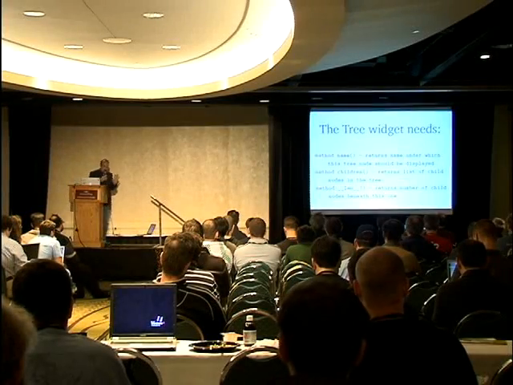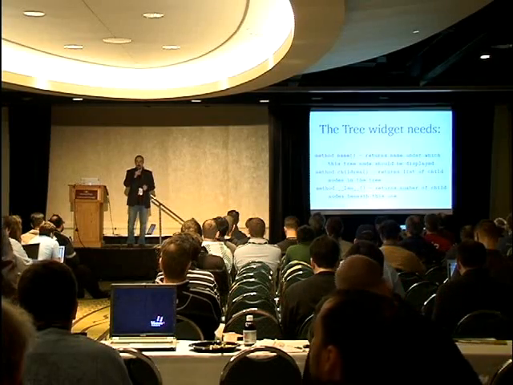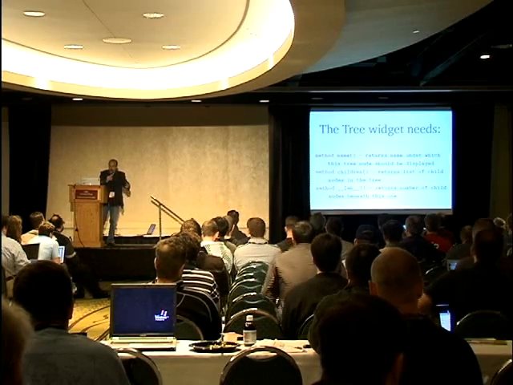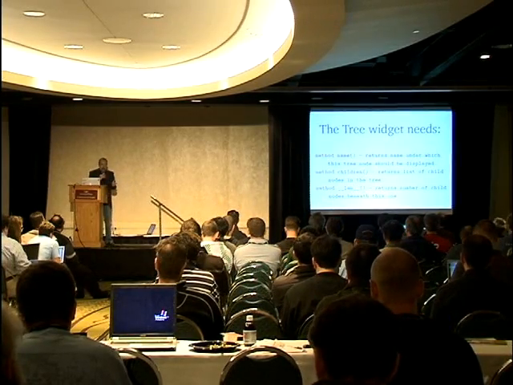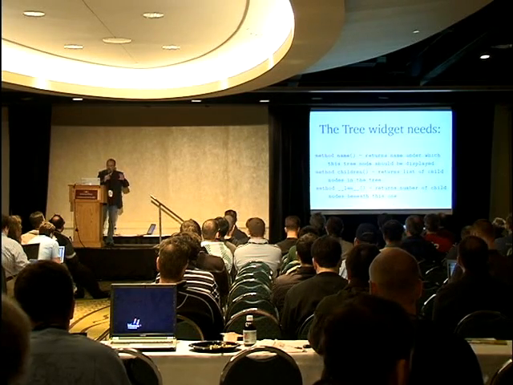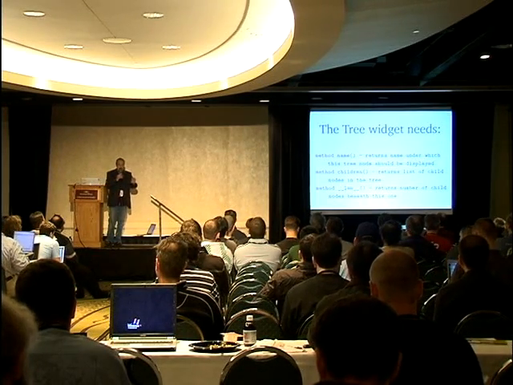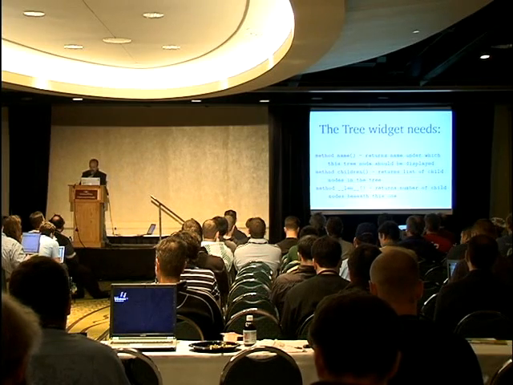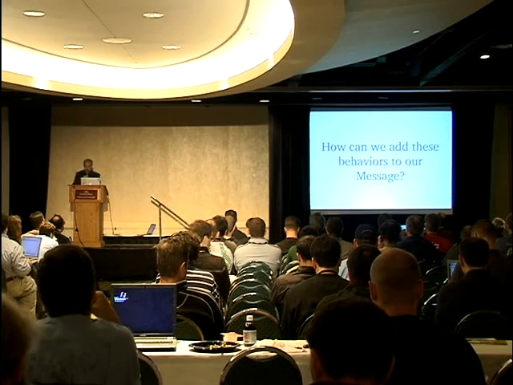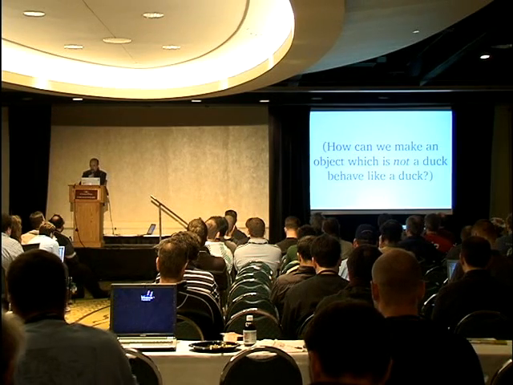We're going to imagine an imaginary tree widget that says, I'm willing to display any tree hierarchy you can provide me, as long as the object you pass has 3 methods: a name that I can display, children, which should fetch more objects of the same type that live under this part of the tree, and then a length so that I can do layout planning without the expense of fetching all your children when I first come up. How can we add these behaviors to a message object? That is, how can we make an object which is not a duck behave like a duck?